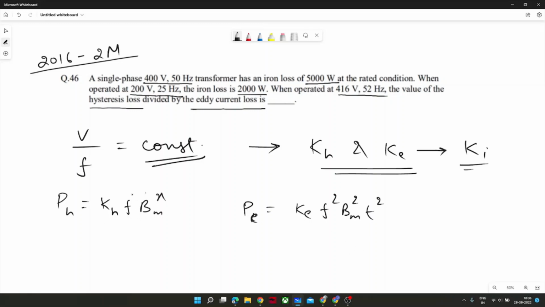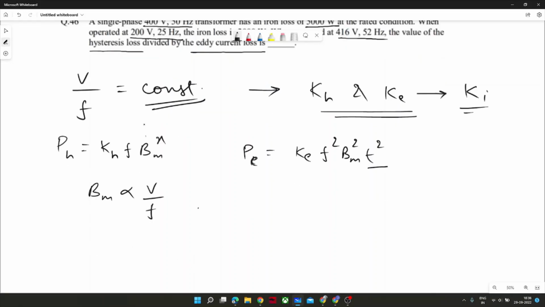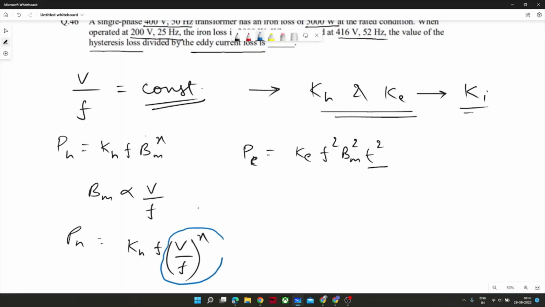We can also say directly with constants that PI is equal to A F plus B F square, and Bm is proportional to V by F. So if you put this V by F in the expression for PH, you get KH F times V by F raised to power x. If V by F is constant, then whatever the ratio will be, it would be constant. So it will not matter if V by F is constant.